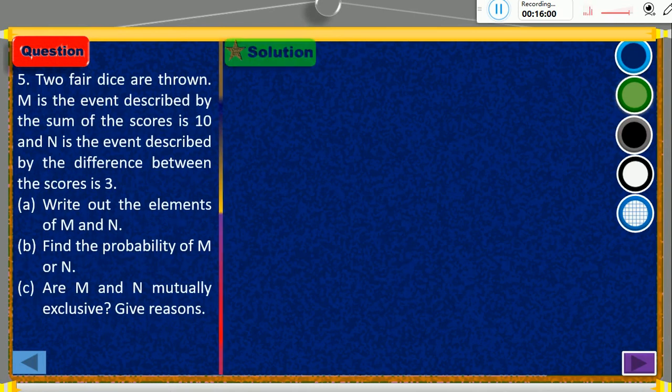Question number 5. 2 fair dice are thrown. M is the event described by the sum of the scores is 10, and N is the event described by the difference between the scores is 3. A. Write out the elements of M and N. B. Find the probability of M or N. C. Are M and N mutually exclusive? Give reasons. Let's see the solution to the question.